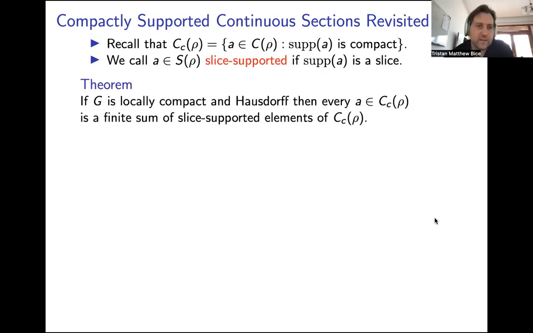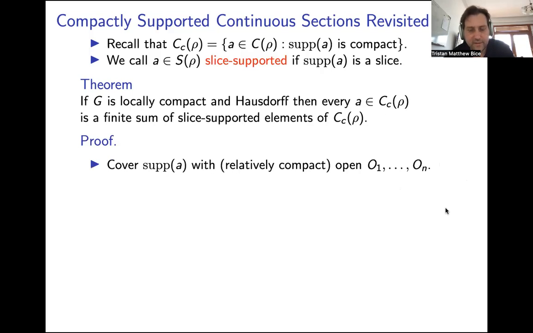And the theorem that we will need is that as long as you have a locally compact Hausdorff étale groupoid, as long as that's the base of your Fell bundle, then indeed every compactly supported continuous section is actually just a finite sum of slice supported, and still compactly supported, continuous sections of rho. And it's a fairly standard partition of unity kind of argument.